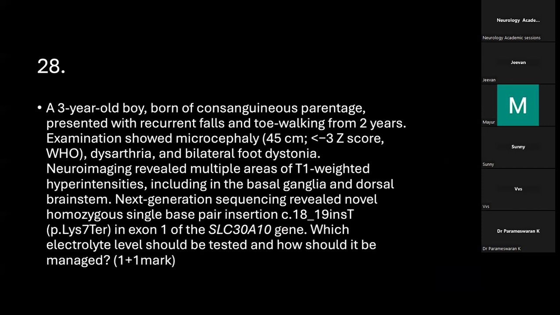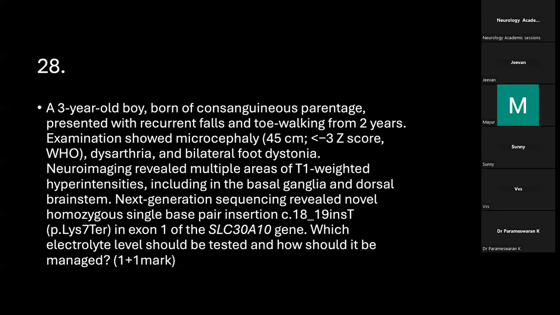Number 28, a 3-year-old boy born of consanguineous parentage presented with recurrent falls and toe walking from 2 years. Examination showed microcephaly, dysarthria, and bilateral foot dystonia. Neuroimaging revealed multiple areas of T1 weighted hyperintensities, including the basal ganglia and dorsal brainstem. NGS revealed a novel homozygous single base pair insertion in exon 1 of the SLC30A10 gene.